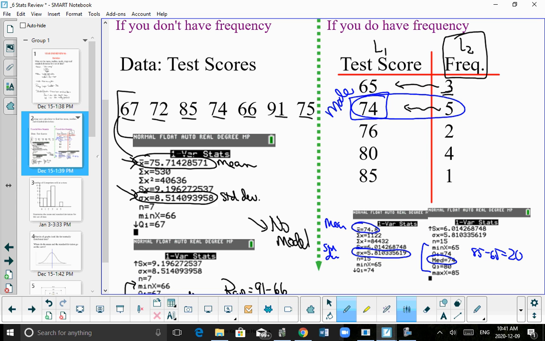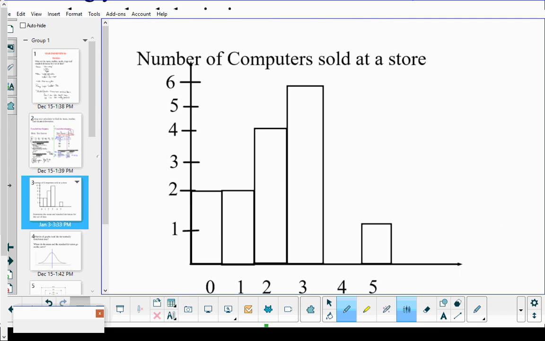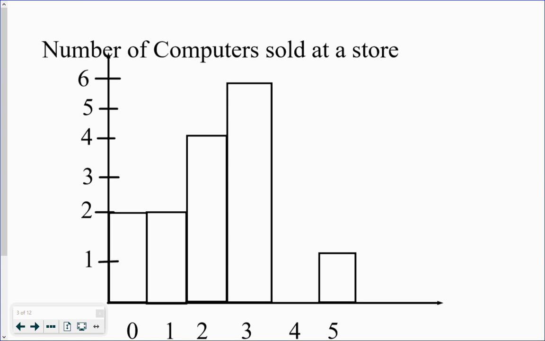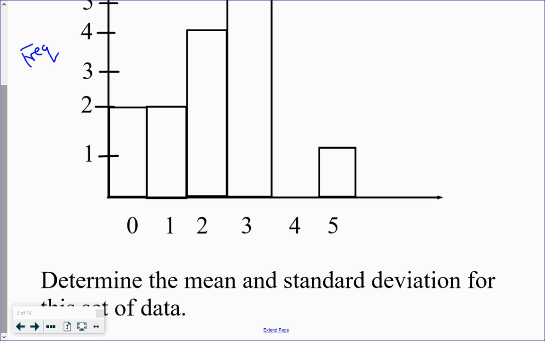Okay, so do make sure that you know how to do just L1 data versus L1 and L2 data. Okay, so here's another way that I can give you data. So part of statistics is learning how to read graphs. So it says the number of computers sold at a store. So this is frequency right here, and this is the number of computers. So determine the mean and standard deviation for this set of data. So this would be my L1, and these would be my L2. So if I just put this into a chart, my L1 is 0, 1, 2, 3, 4, 5.